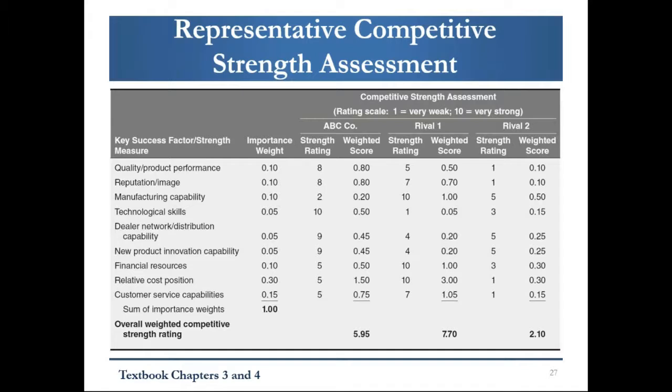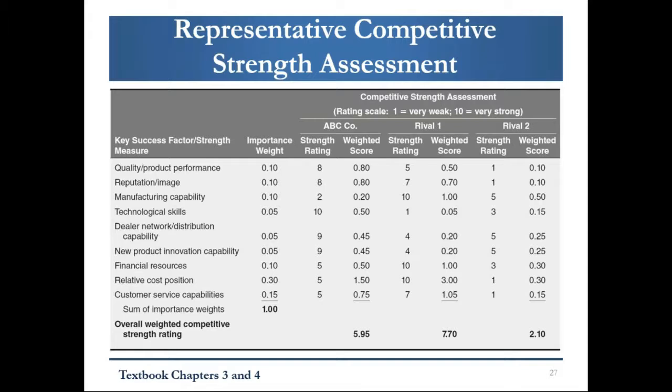Rival 2, they're going out of business. I mean, they're a 1. Their costs are way out of whack. There's probably no way they can get to a point where they compete with rival 1. So you multiply your importance weight by the strength rating, and the strength rating has to be completely objective.